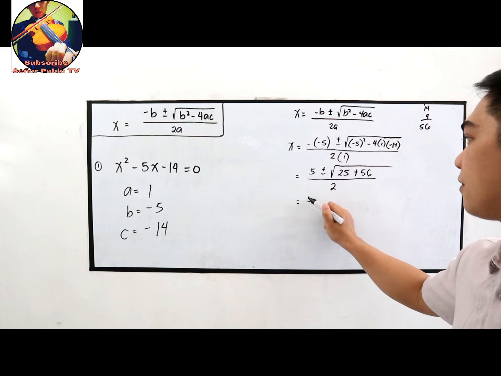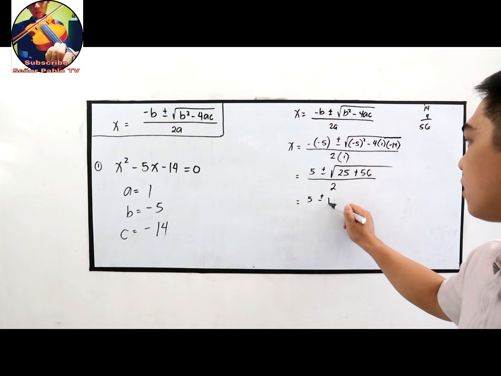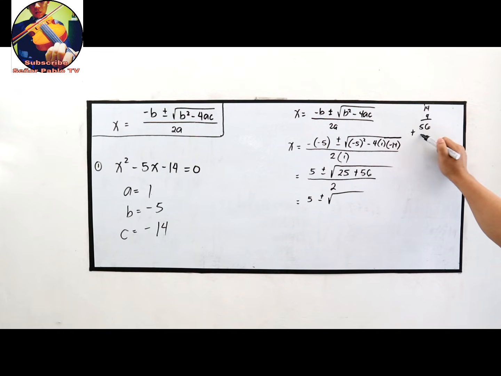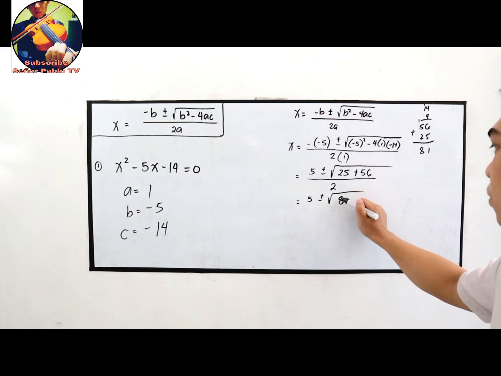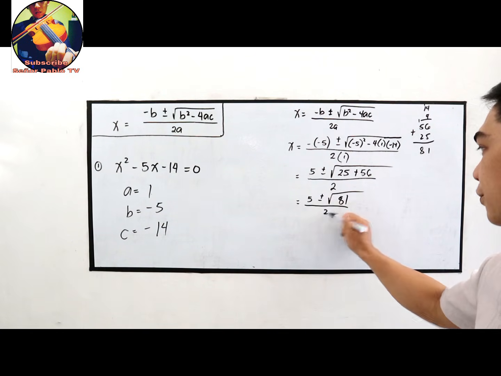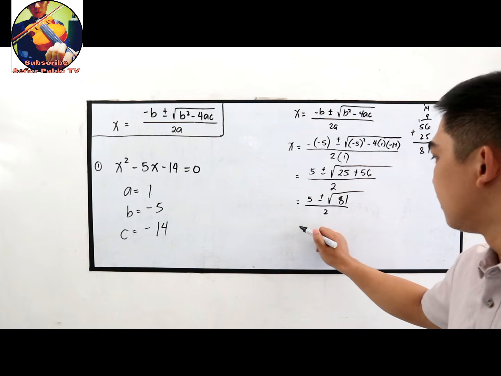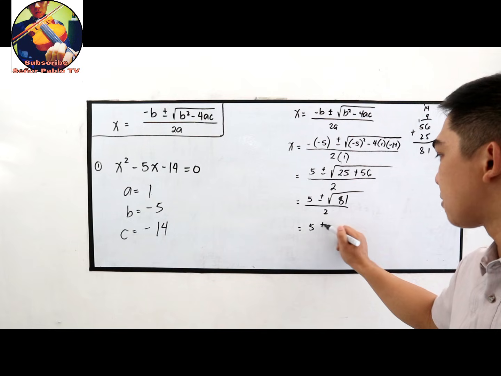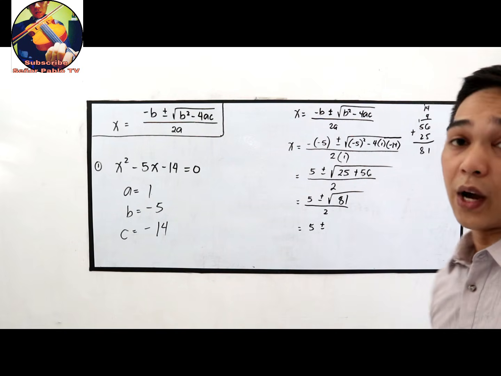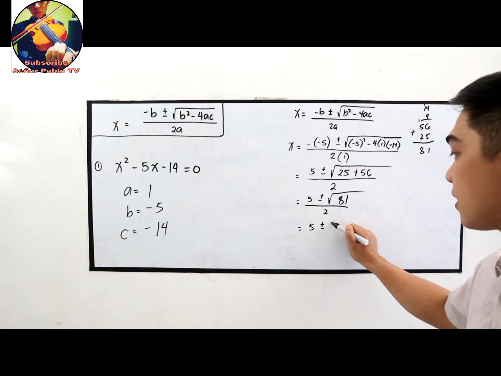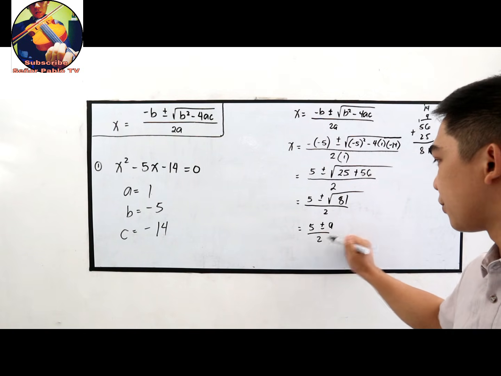Now we have 5 plus minus square root of 25 plus 56. So, add natin si 25. 1, carry 1, 81. So, 81 over 2. Next, 5 plus minus square root of 81. So, perfect square number is 81, which is 9 over 2. Yan.